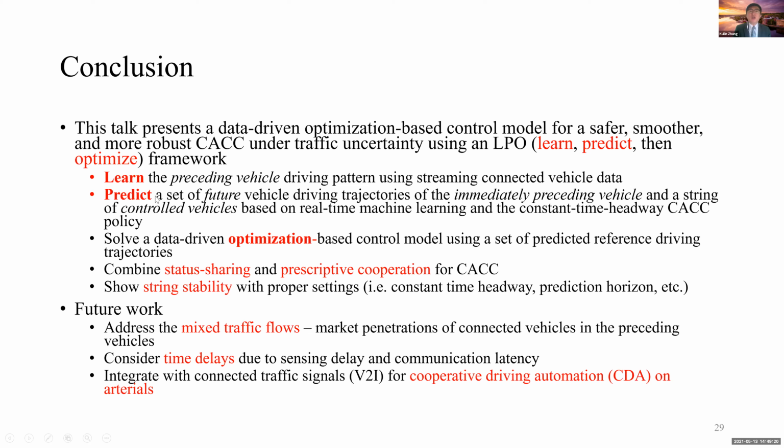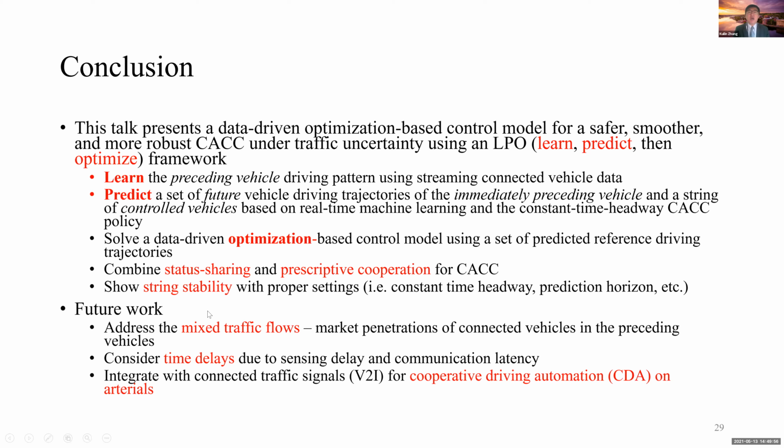Using these two things, we formulate our control model, and then we solve this model to make decisions. So we combine both the status sharing from the other vehicles in front of the preceding vehicle and the prescriptive cooperation of the controlled vehicle for the CACC. And we show the stability of the model with some proper settings. We have not proved it, but if you set the parameters within this range, we can show empirically that it is string stable.